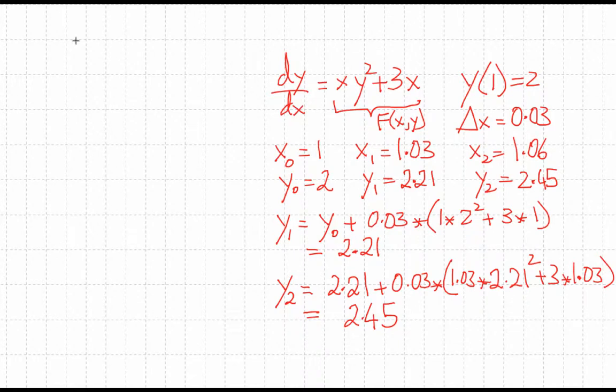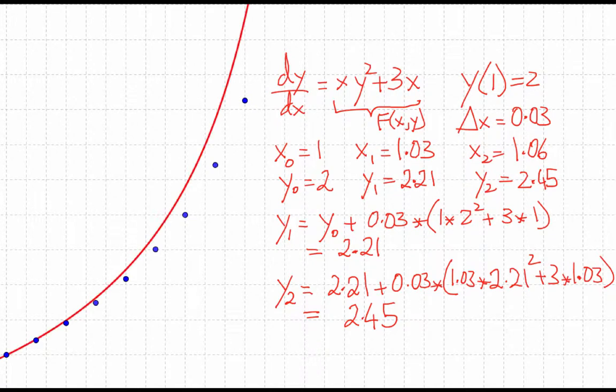Now let's plot these points on this graph paper. So here is the first point. That's x0 equals 1, y0 equals 2. Next point, next, next, next, next, next, next. And now I'm going to compare this against the exact solution.